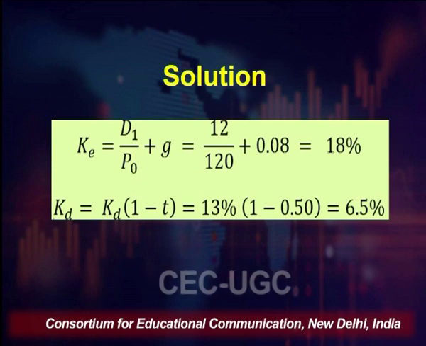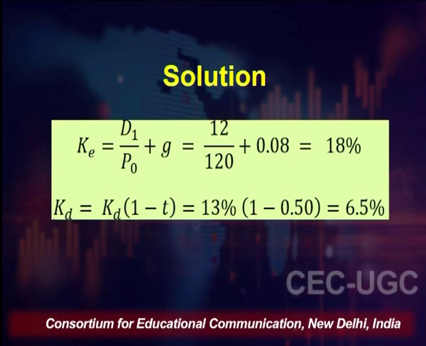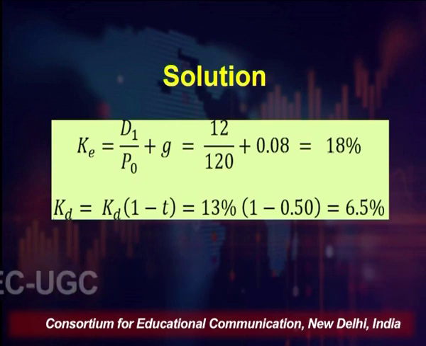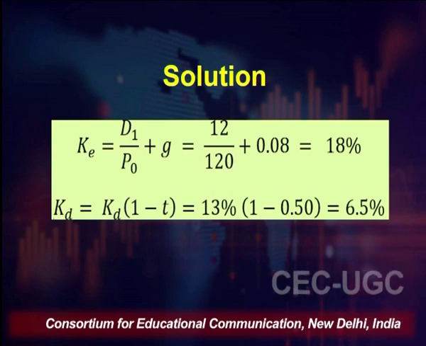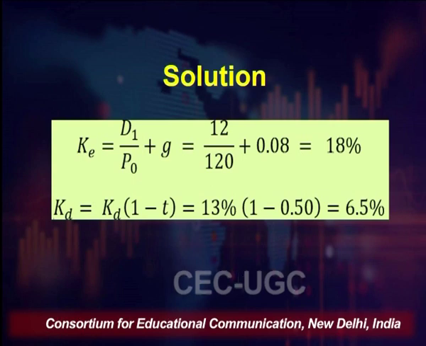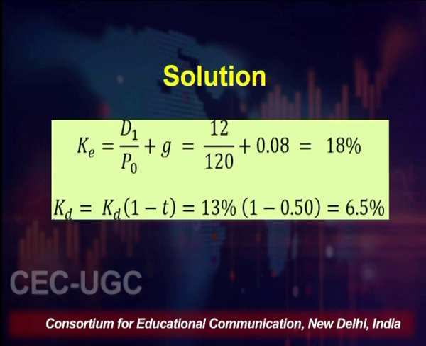KD, the tax impact will be there. So, KD multiplied by 1 minus T, that means 13% multiplied by 1 minus 0.5, which is equal to 6.5%. For preference share, it is given that the preference shares are issued at the rate of 15%. Now, we will use these percentages to calculate the specific cost of capital to calculate our weighted average cost of capital.